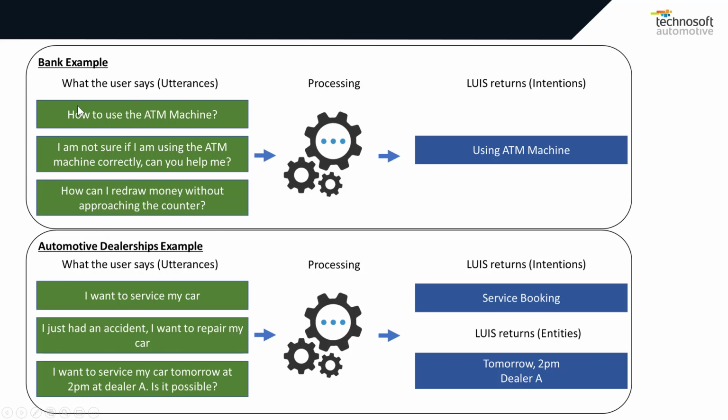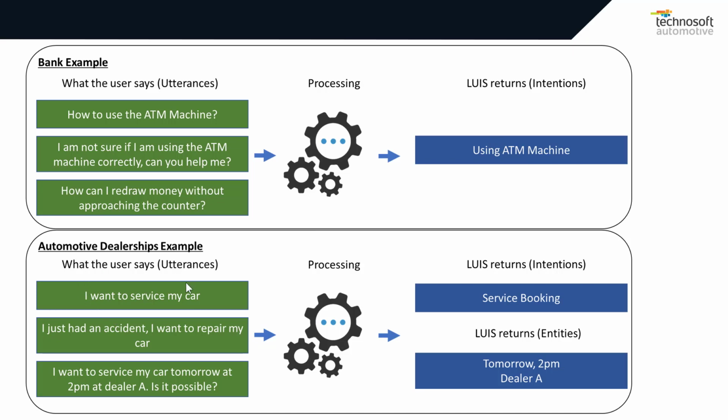For example, in the first diagram, if we go to a bank and we want to ask the customer service how to use the ATM machine, how do we communicate with the on-site customer service? Some will ask how to use the ATM machine. Some will ask, I'm not sure if I'm using the ATM machine correctly, can you help me? Some will even ask, how can I withdraw money without approaching the counter? So even though it is a different way of asking, they are all referring to the same intention, which is using the ATM machine as the topic.